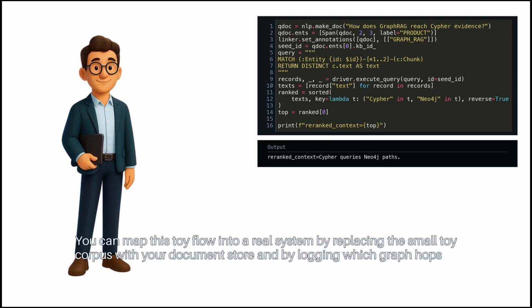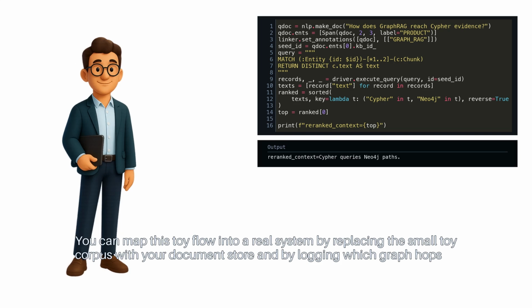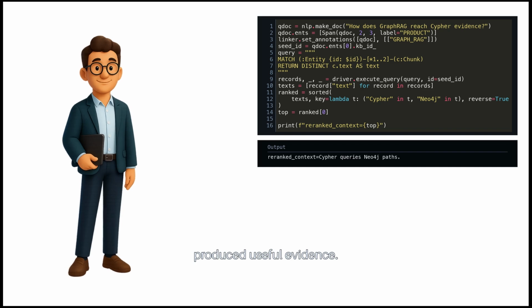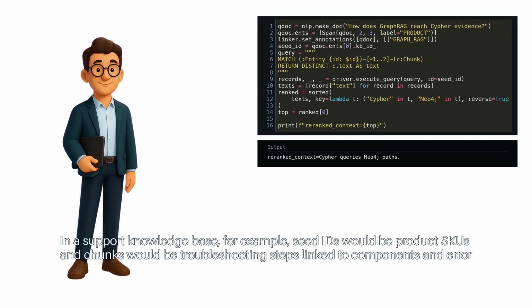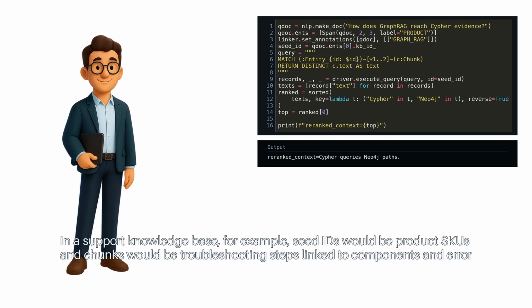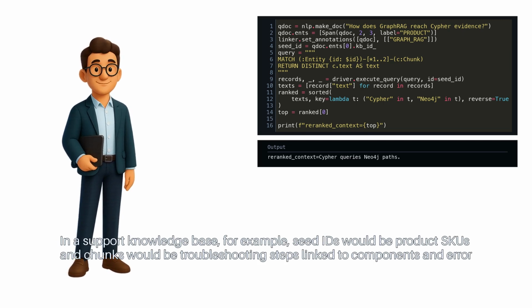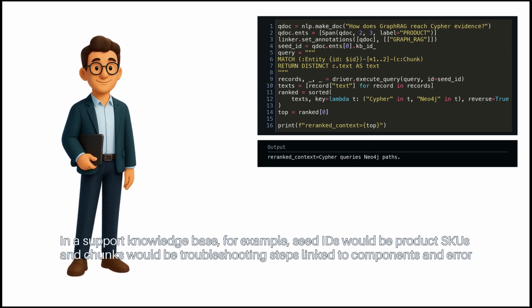You can map this toy flow into a real system by replacing the small toy corpus with your document store, and by logging which graph hops produced useful evidence. In a support knowledge base, for example, seed IDs would be product SKUs, and chunks would be troubleshooting steps linked to components and error codes.